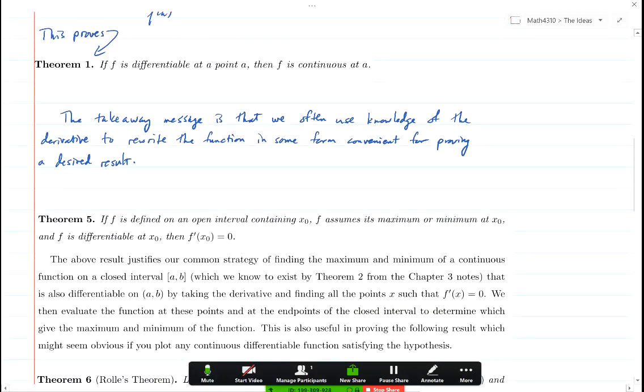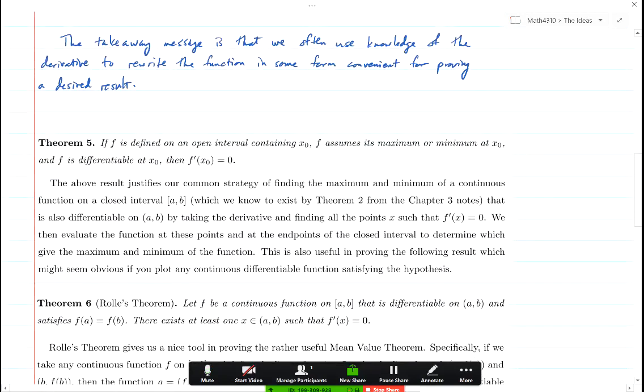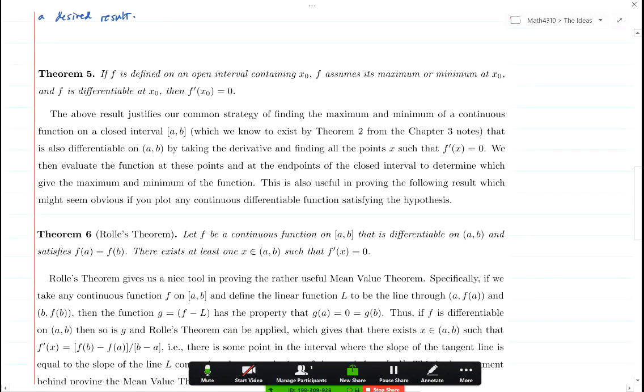All right, let's look at another example where we use existence of limits to define a function that has a convenient form for proving a result. Well, or at least we'll get to one.